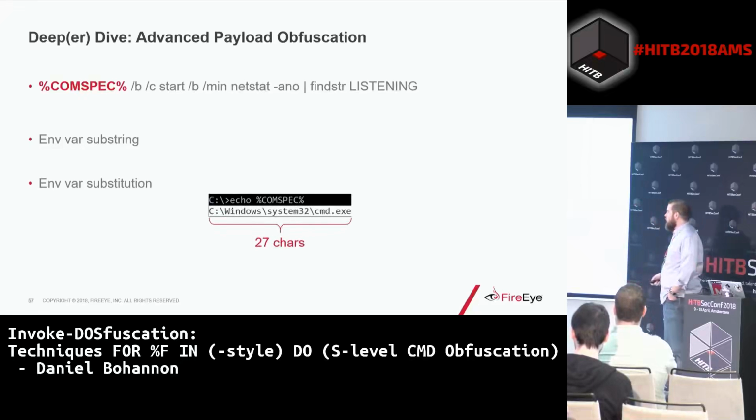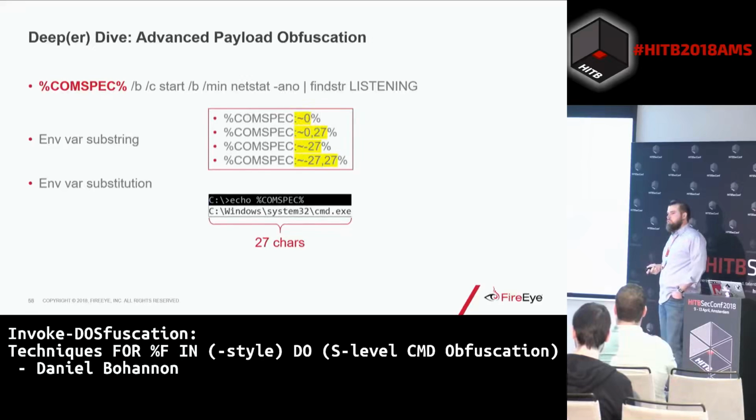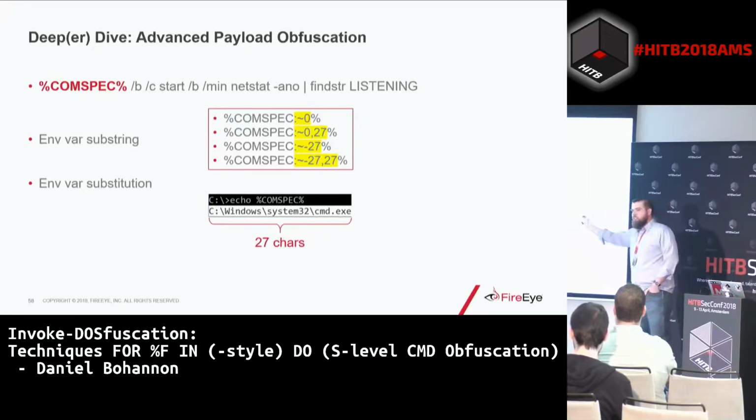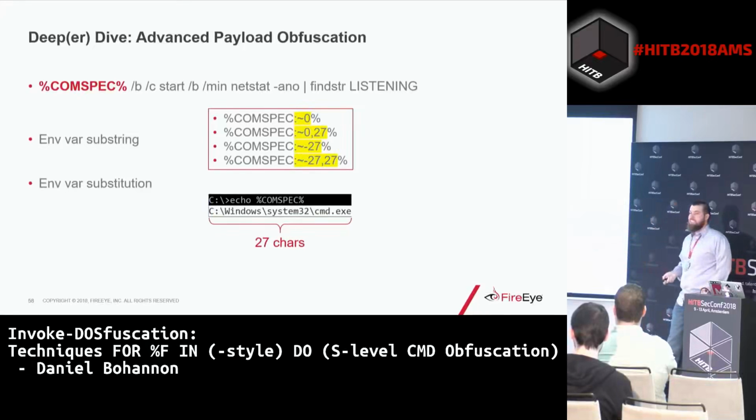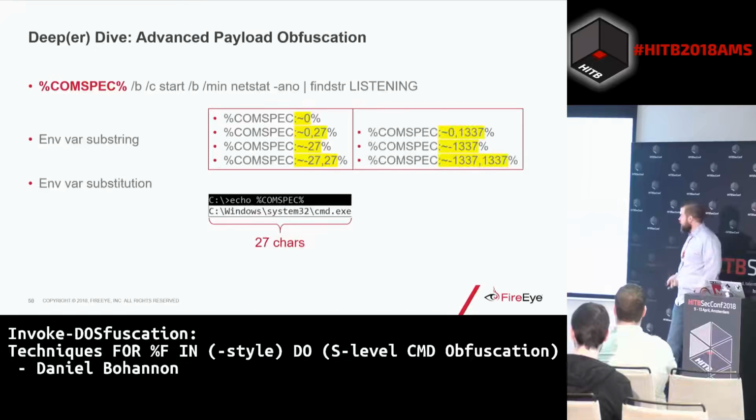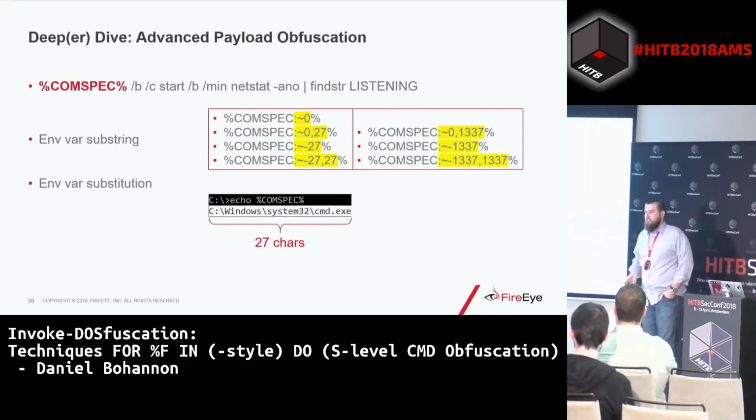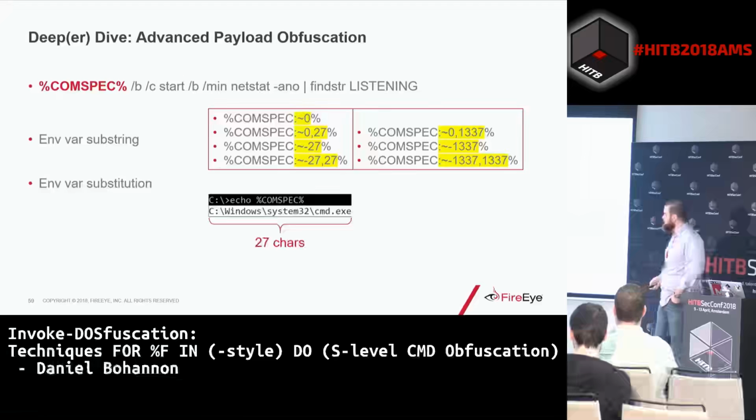One way is with these 27 characters, we can use substrings that will still produce those same 27 characters. So I'm saying, give me the environment variable of comspec and give me the substring starting from the 0th index going 27. Or starting with a negative, starting from the end and going back 27 characters and then giving me the next 27, right? These four will still produce the exact same value. In addition, we can use even larger values and start from the 0th and go out 1,337 characters. It doesn't matter. It's going to give us the same value, which is the path to cmd.exe.